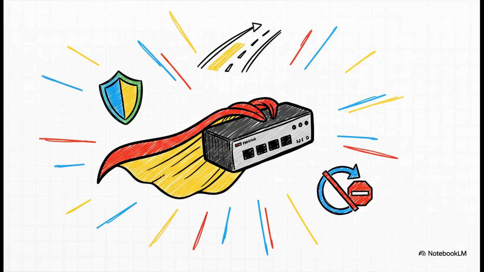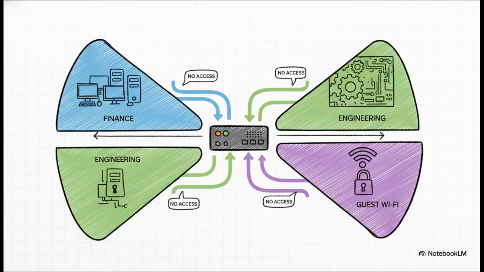So let's talk about those features. What kind of superpowers are we really talking about with these managed switches? We're going to break down 3 of the most important ones that you'll find in pretty much every big network out there. First up is a huge one. VLANs, which stands for virtual LANs. This is an amazing tool for security and organization.